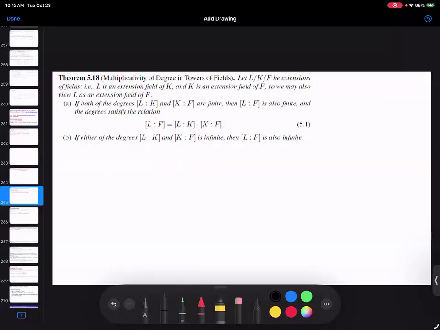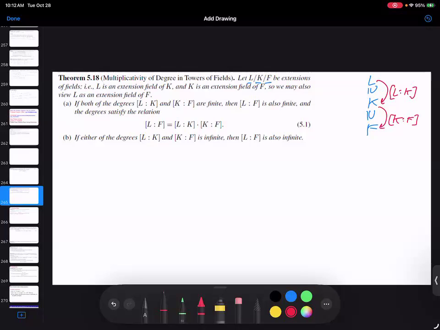So we're talking about now a tower. So we have a field F, and then we have a field K over F, and then we have a field L over K. So think of F down here, and then above it is some field K, and above that is some field L. And we can talk about the dimensions of one over the other. What is the dimension of L over K? That's just some number. How many independent directions do we need? And we can talk about the dimension of K over F.